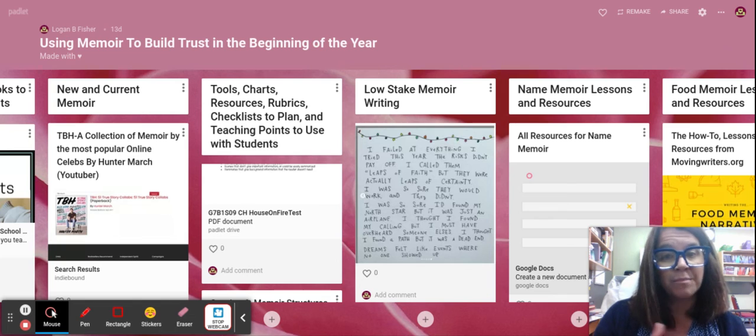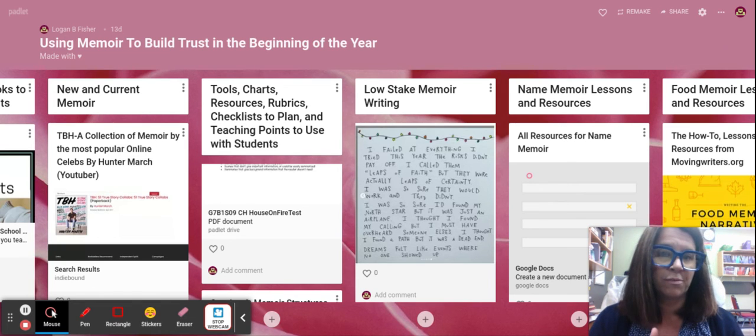And so take a look at this low stake writing column and then think to yourself, I think the task for this is, how will I set up my block? How will I set up my week where I'm offering time for this kind of low stake writing, where I am allowing kids to practice and to process without the grades hanging over their heads?